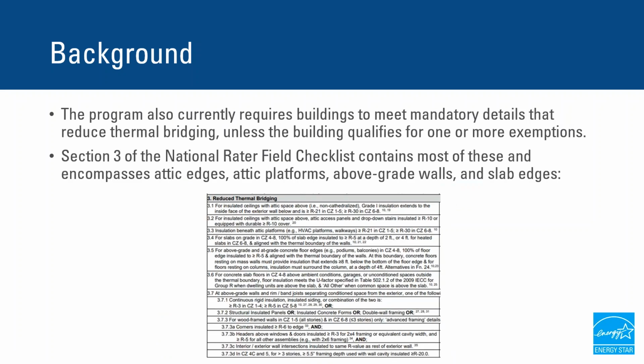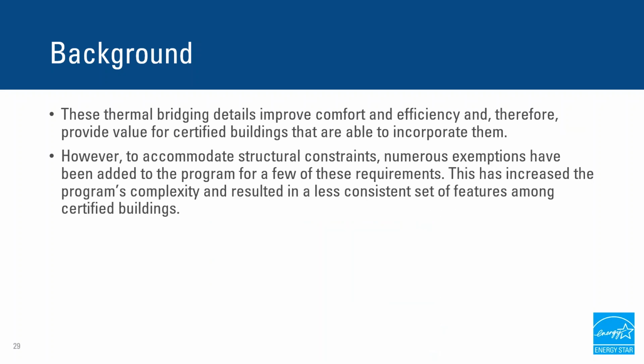And then later in our checklist, we also have mandatory details to reduce thermal bridging, which are included in section 3. And most of these are around attic edges, attic platforms, above grade walls, and slab edges, which have required insulation in order to reduce thermal bridging. These thermal bridging details improve comfort and efficiency and do provide value if the buildings are able to incorporate them.